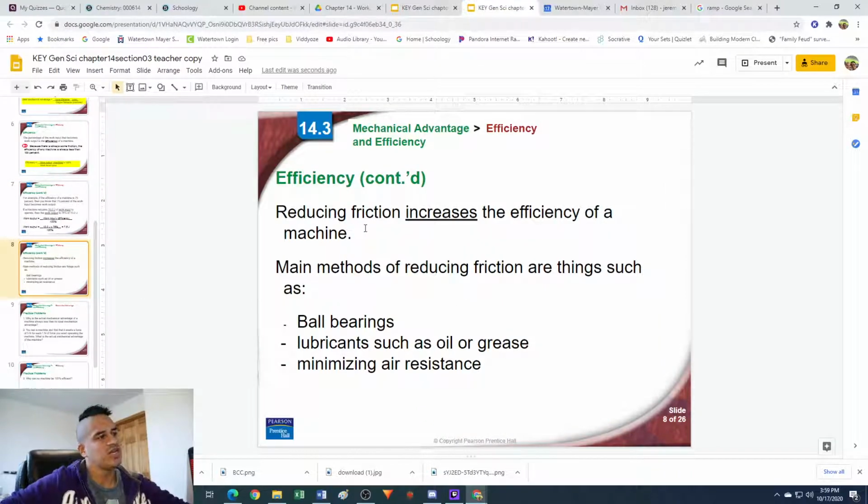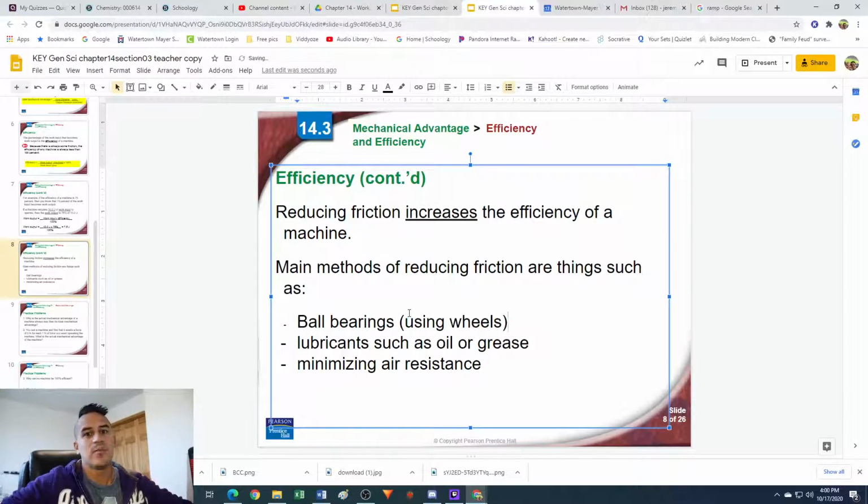Because efficiency is very important and we want to increase it as much as possible, reducing friction will increase the efficiency of any machine. There are a few main methods that we use to reduce friction. Ball bearings are one, or basically using wheels.